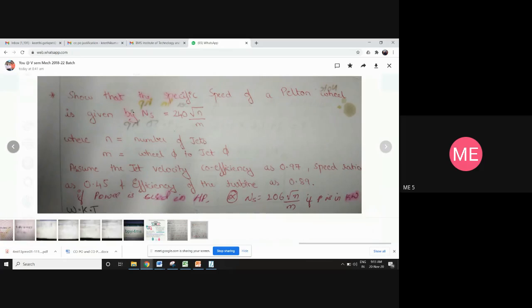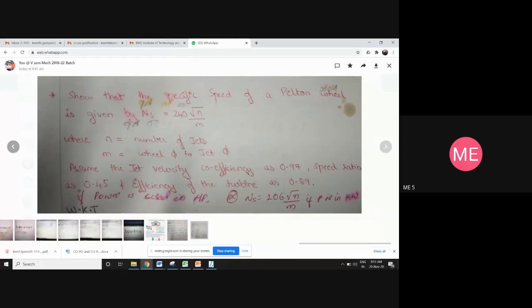Or you can also ask like this: Ns is equal to 206 root of n by m. If I use P in HP, I'll get it in this form. If I use the power developed in kilowatts, I'll get it in this form. Both are the same question, but he has not included this word, so I included it here at the bottom.